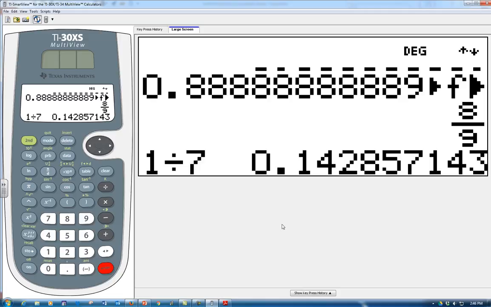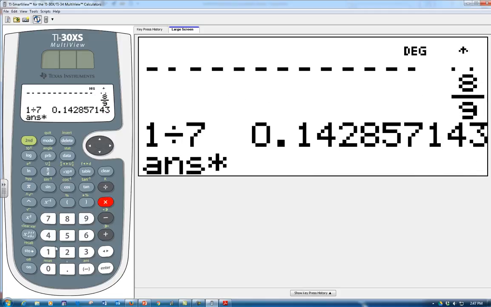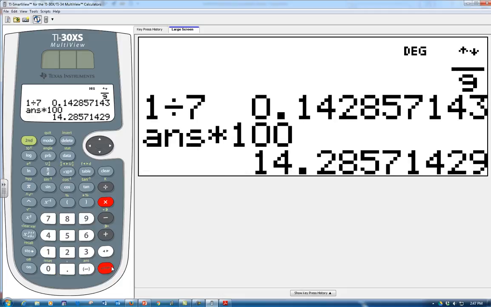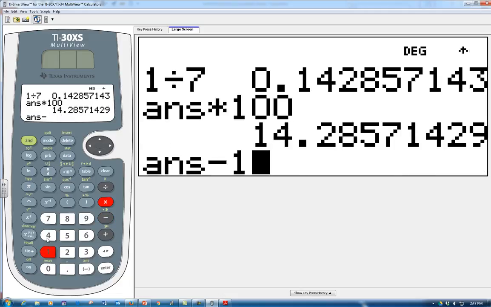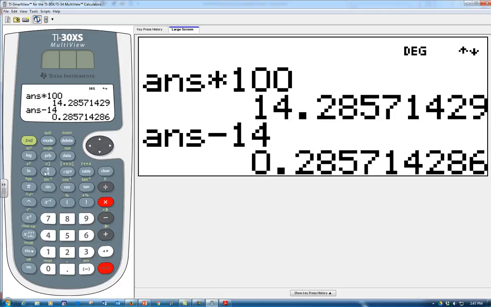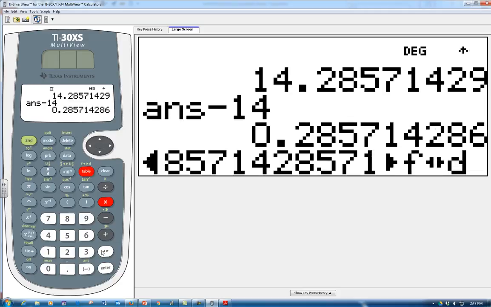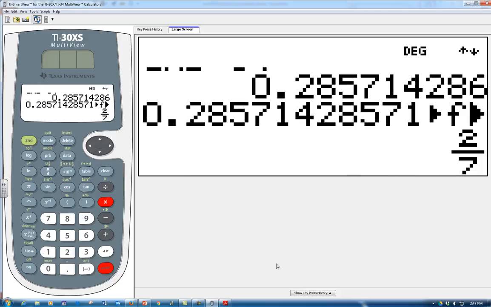So that's our decimal, and then we would hit times 100 because it's also asking for a percent, and we would write down 14. And then to get the fraction part of the percent, we would subtract out the 14 and then hit our fraction decimal key. So we would write 14 and 2/7 with the percent sign beside it. This is the part that's going to give you guys a little bit of trouble.